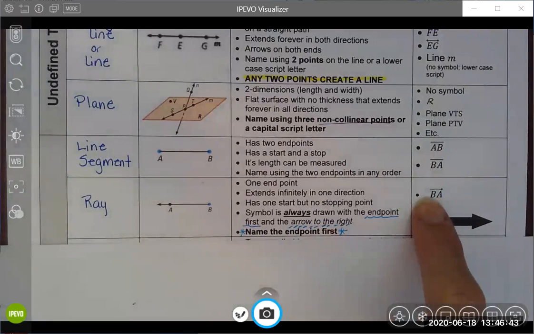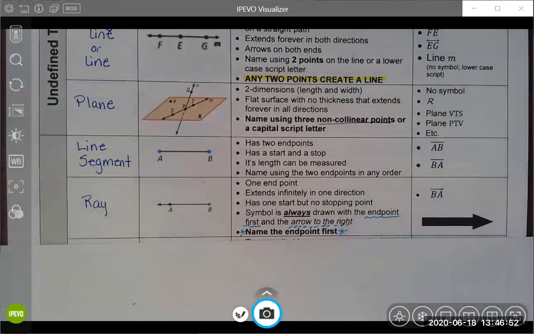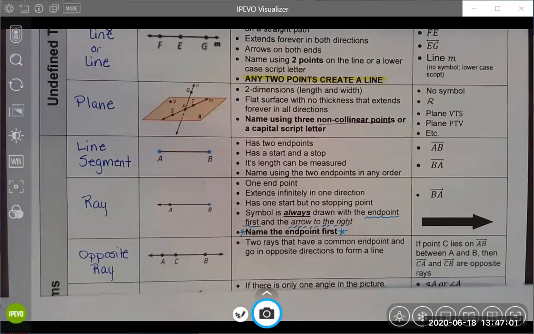The representation, the line above it, shows a ray, and notice that there is no arrow above the B because E is the endpoint. The arrow shows it extending in the direction of A forever. So you have to put the endpoint first, left to right. It's kind of weird, you'll get used to it.